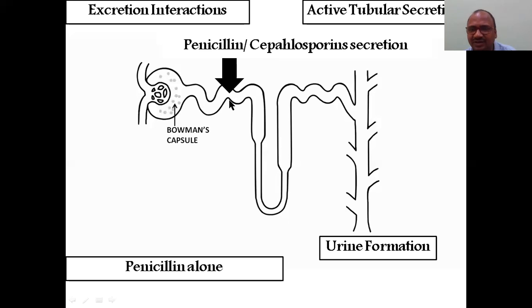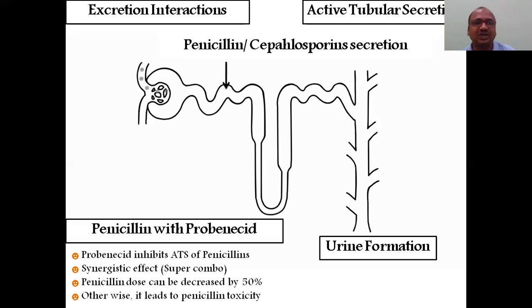Here, see, the excellent thing is there. If you are taking penicillin alone, see the very thick arrow mark here. Now what happens if you take penicillin along with probenecid? Probenecid decreases penicillin secretion, so penicillin will not be secreted into the urinary tubule. So penicillin will stay in the blood for a longer time, its concentration will be increased, and it leads to a synergistic effect. So it is a very good combination. You can reduce the penicillin dose because a synergistic combination is there.